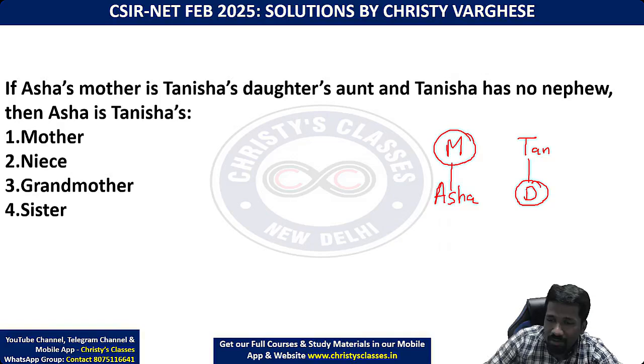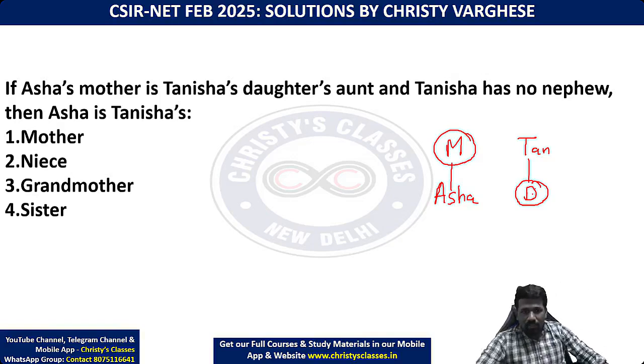Parent's sister is an aunt. Parent's sister-in-law is also an aunt. So this daughter's aunt means the daughter's parent is Tanisha. Tanisha's sister can be this person's aunt, or Tanisha's husband's sister can also be this person's aunt. So both are possible. Now Tanisha has no nephew.